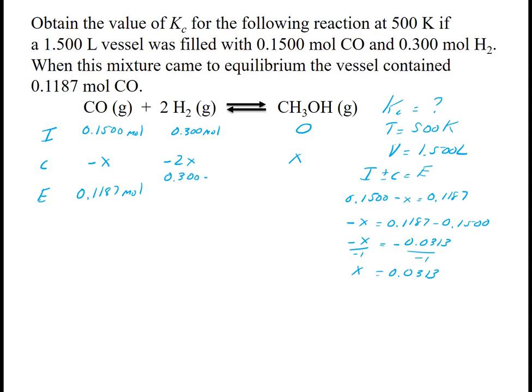0.300 minus 2 times 0.0313 gives me 0.2374 moles. This is just X, so this is 0.0313 moles. Now I have to change these into concentration by dividing by the volume. So I'm going to divide all three of these by 1.5 liters, which was the volume given.